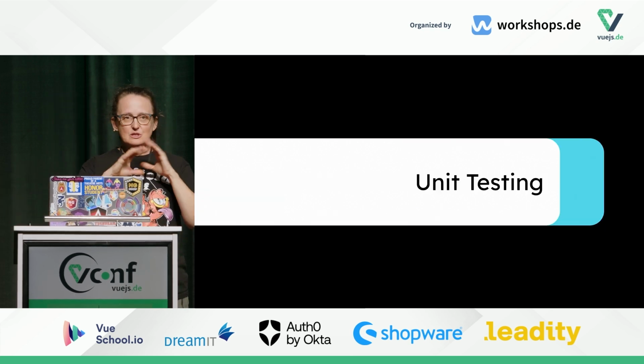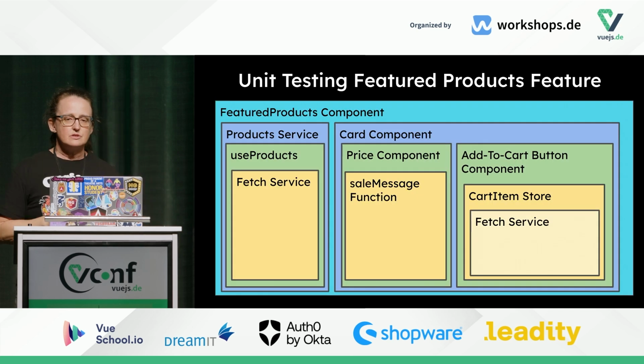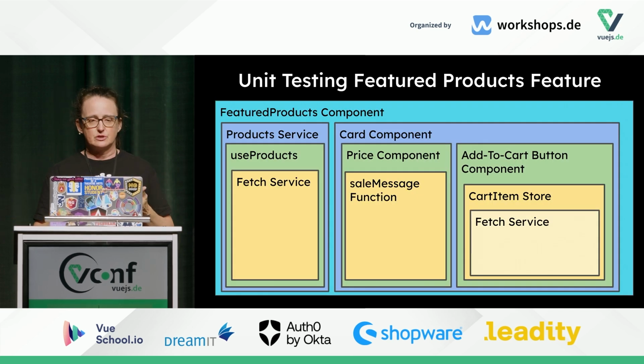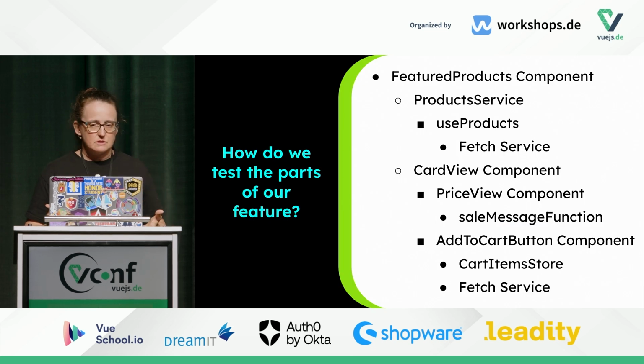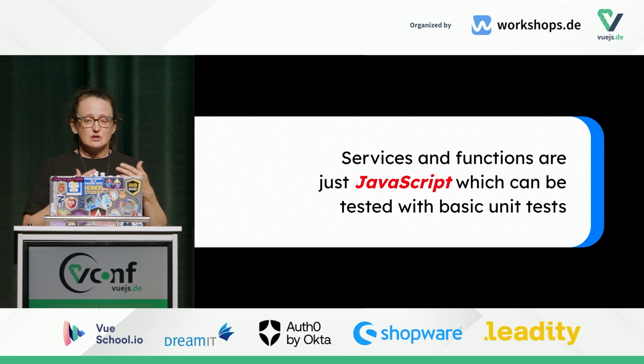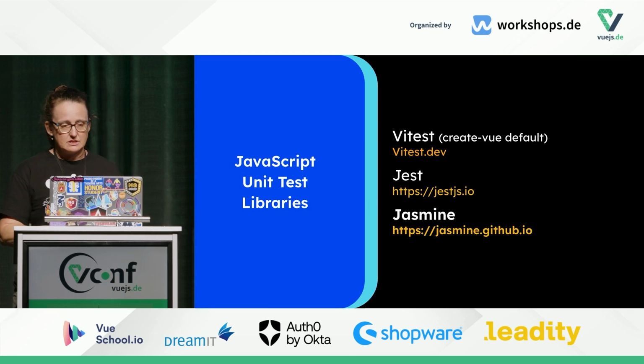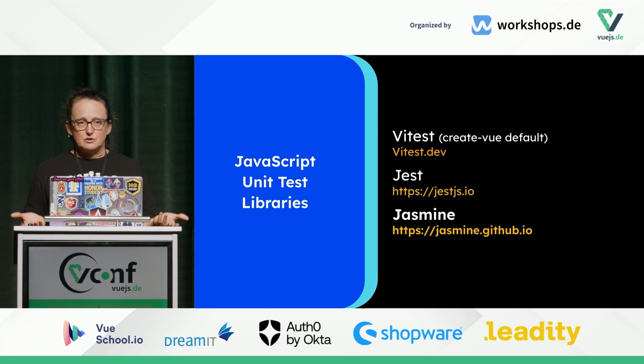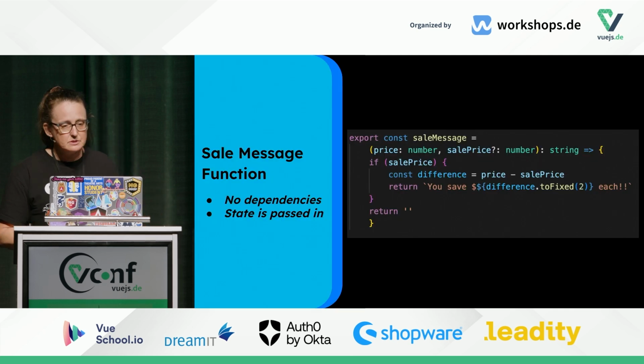So then we're going to get to the unit testing layer. When we're looking at unit testing this feature, we're going to want to unit test each individual piece of this, right? So if we look, we've got 6 different things that can be just basic unit tests. These are going to be services and functions that are just JavaScript. So all we need to do is write some basic unit tests for those. As a Vue developer, we have options. Vitest is the create-vue default, so that's what I've used for my examples.